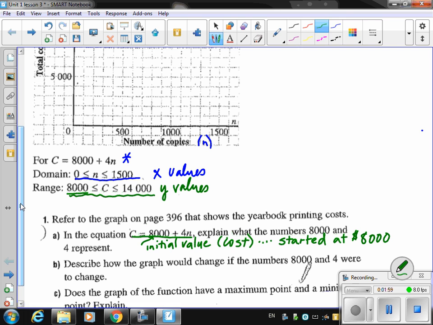The number 4 is what we called in grade 9 our slope, or our rate of change. And that would be $4 per n, which is the number of copies. So apparently it's going to cost us $4 every copy.